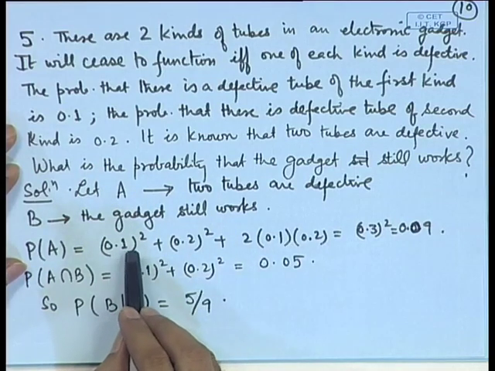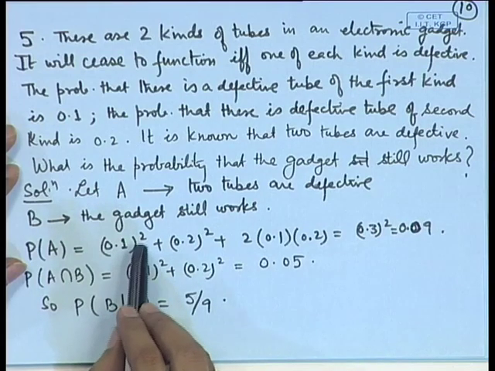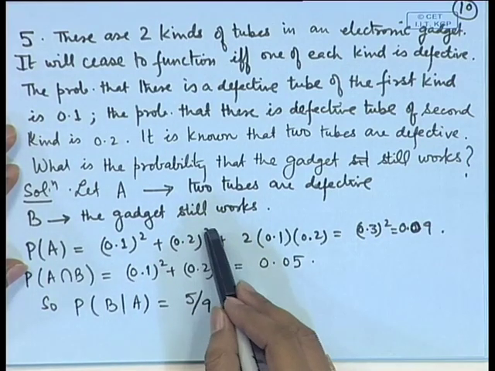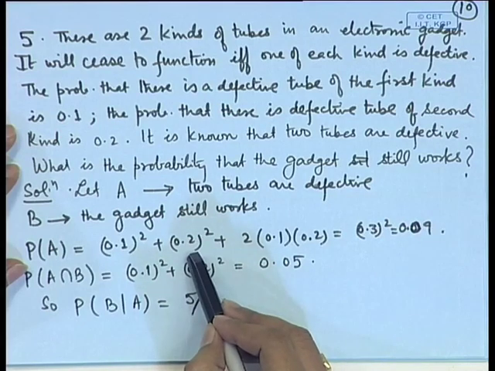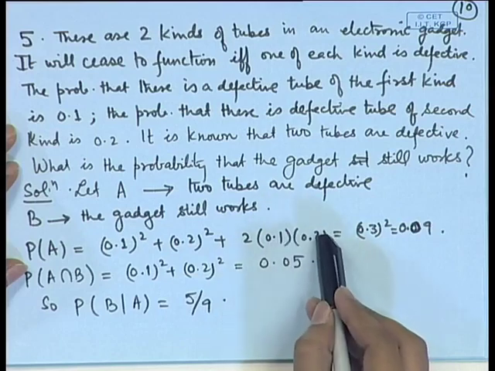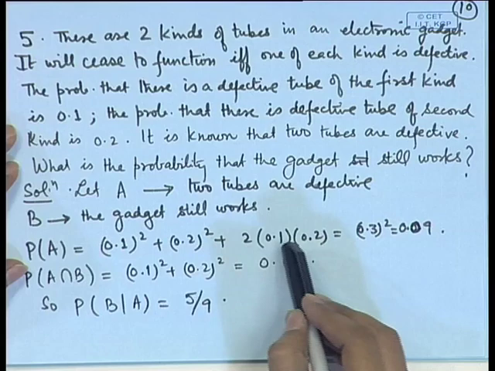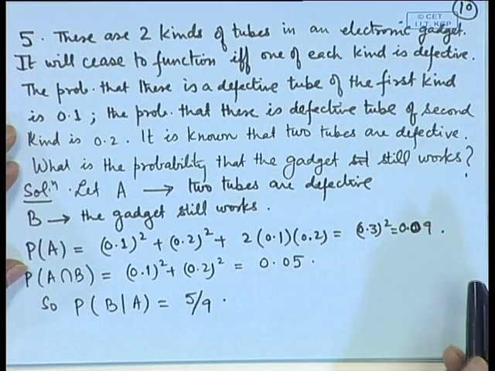So, if both the tubes are defective of the first kind, then the probability will be 0.1 into 0.1, that means 0.1 square. Both may be having defects of the second kind. So, it is 0.2 into 0.2, that is 0.2 square, or the first one could have a defect of the first kind and the second one could have a defect of the second kind, or vice versa. So, it will be 2 into 0.1 into 0.2. So, this is equal to 0.09.